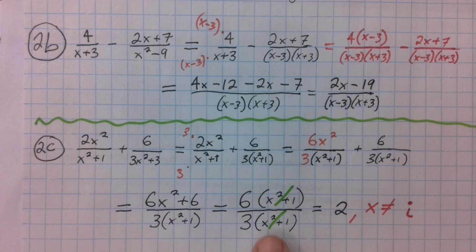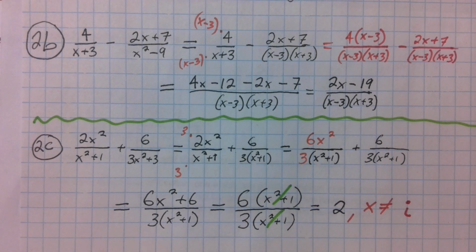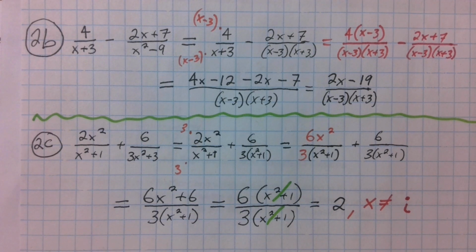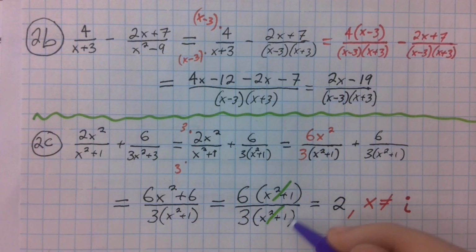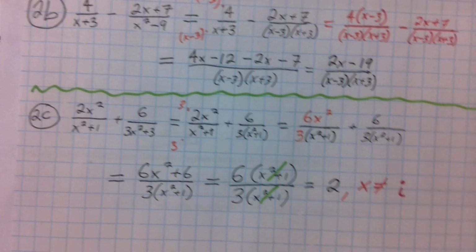We cancel out the x squared plus 1's and divide 6 by 3 to get 2. However, where did this i come from? I don't see anything that would have to do with i in this problem. Well, remember, with our restrictions, anytime we cross off something in the denominator, we want to figure out what would make that factor 0.